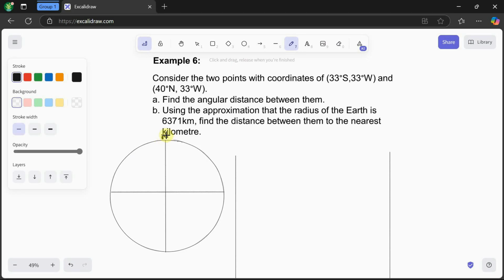So this is the north, this is the south, this is the west, this is the east, and this is also the equator. Great. So we're told that this point lies on 33 degrees south, so I'll come to the south. Remember this is 0 to 90, so 33 degrees should be somewhere here. So this is 33 degrees south, and this is 33 degrees west, and this is 0 to 180, so this place will be somewhere like this.